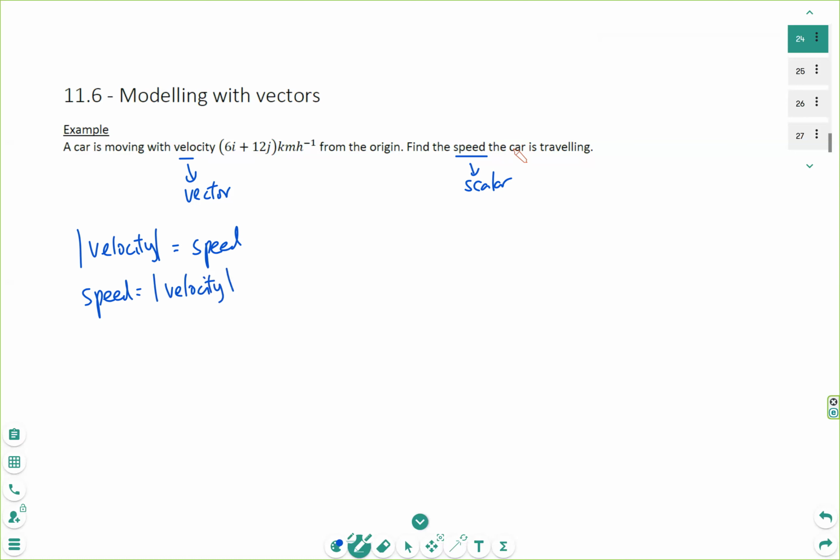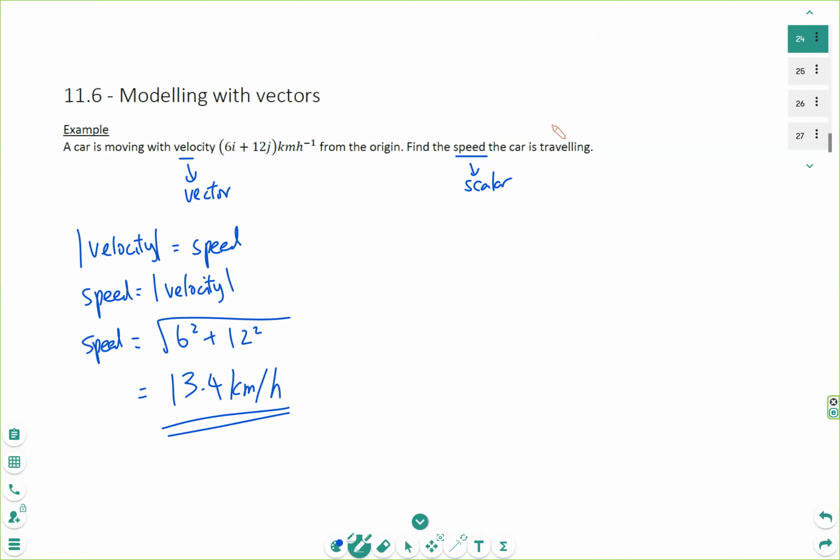We mentioned how to find the magnitude. To find the magnitude, you do the square root of 6 squared plus 12 squared. Essentially, it's the size, the distance, something similar. Put that in the calculator and you should get 13.4 kilometers per hour. And that's the answer. That's the speed.